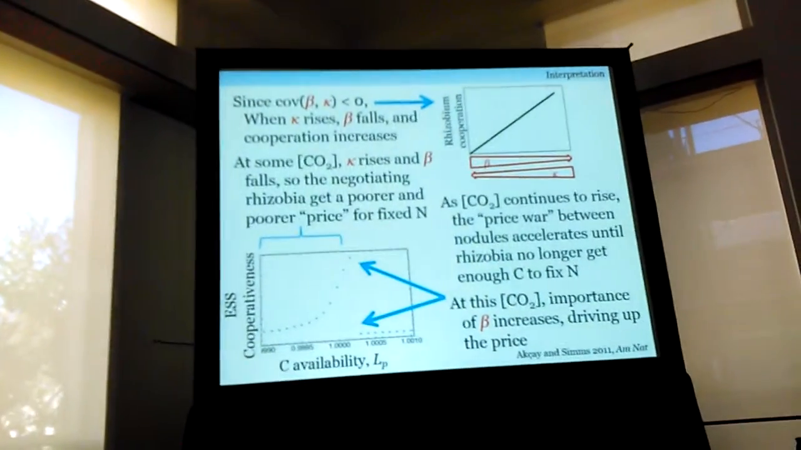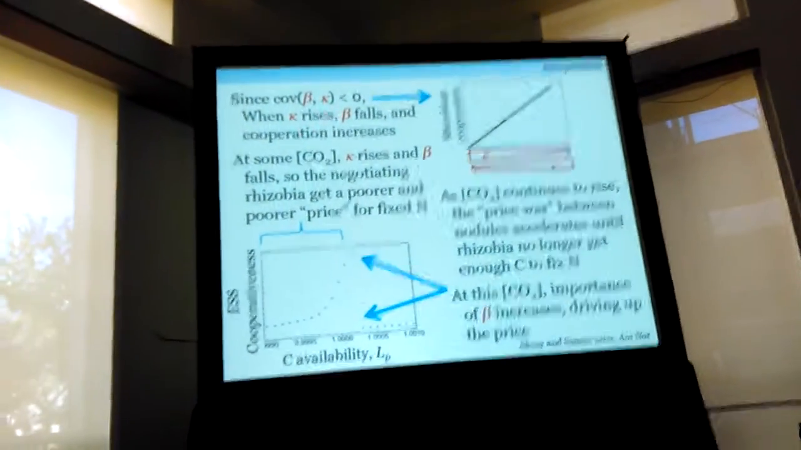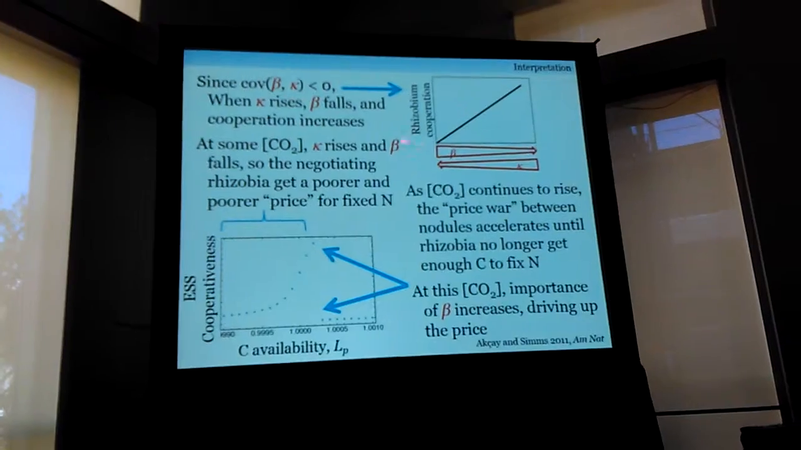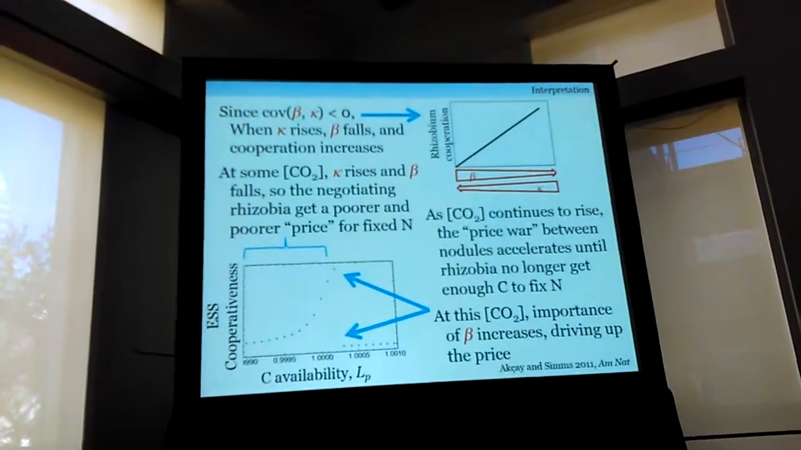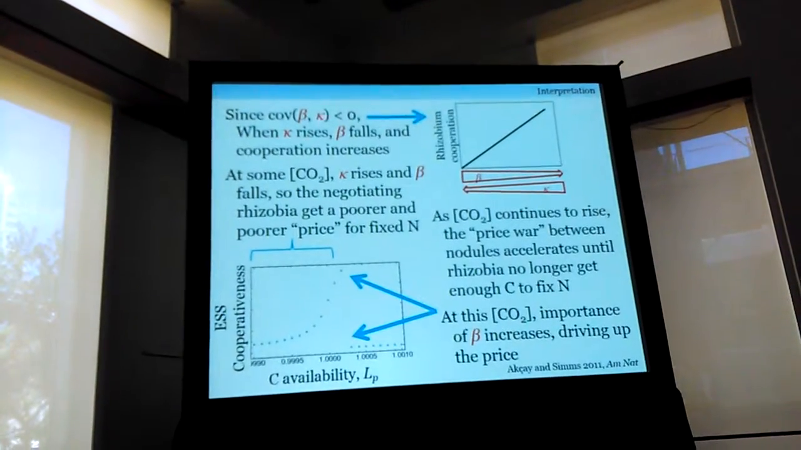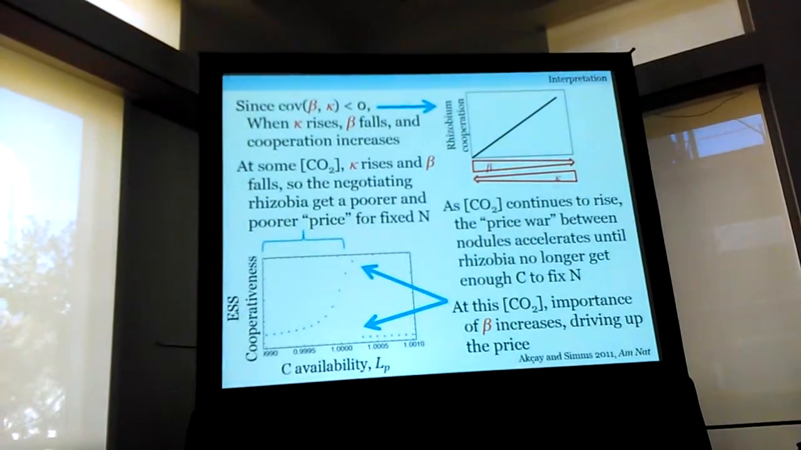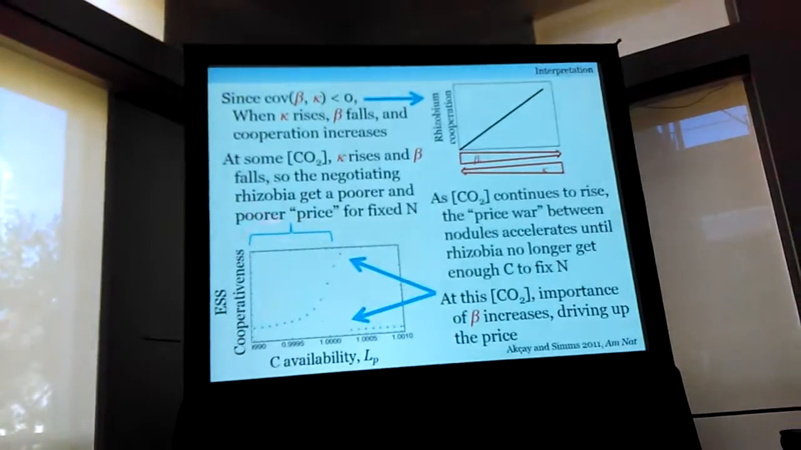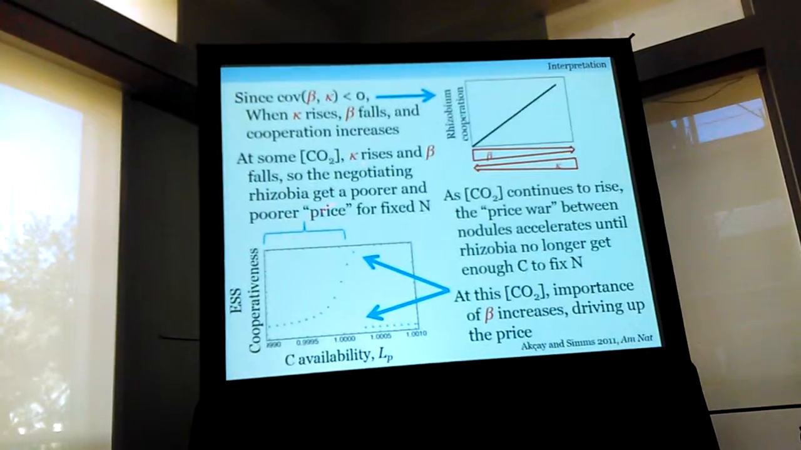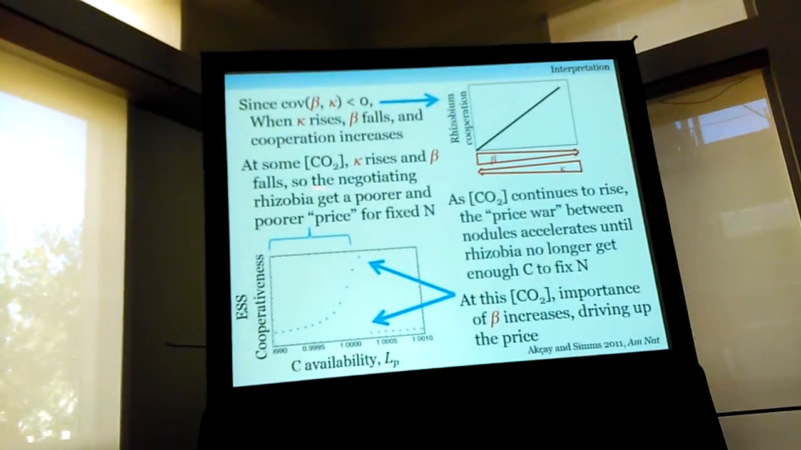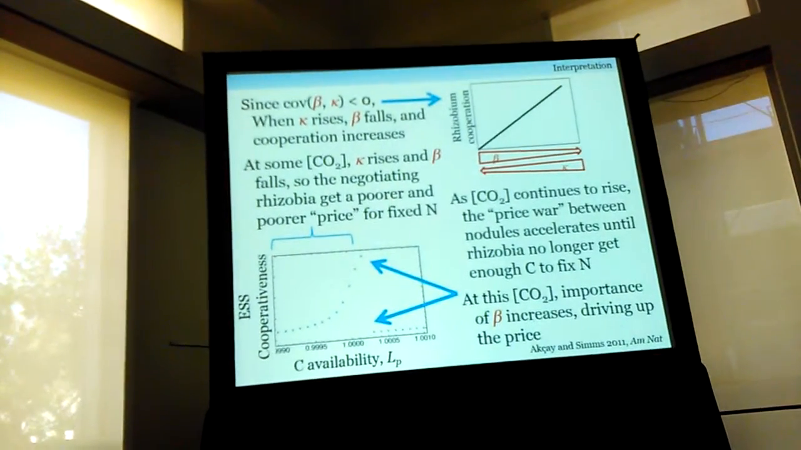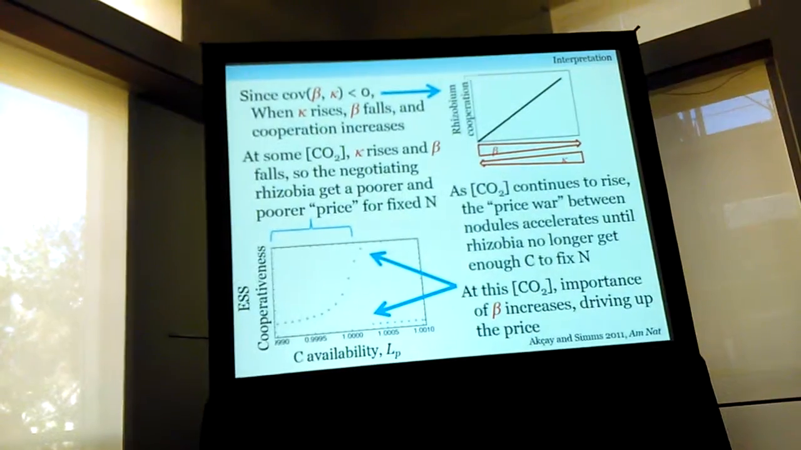Okay, so remember, since these two parameters have to be negatively genetically covariant for there to be any variation of cooperation, I think that's an important piece of this puzzle. Okay, so at some levels of carbon availability, kappa is rising really fast and beta is falling really fast. So the negotiating rhizobia are getting a poorer and poorer price for fixed nitrogen.